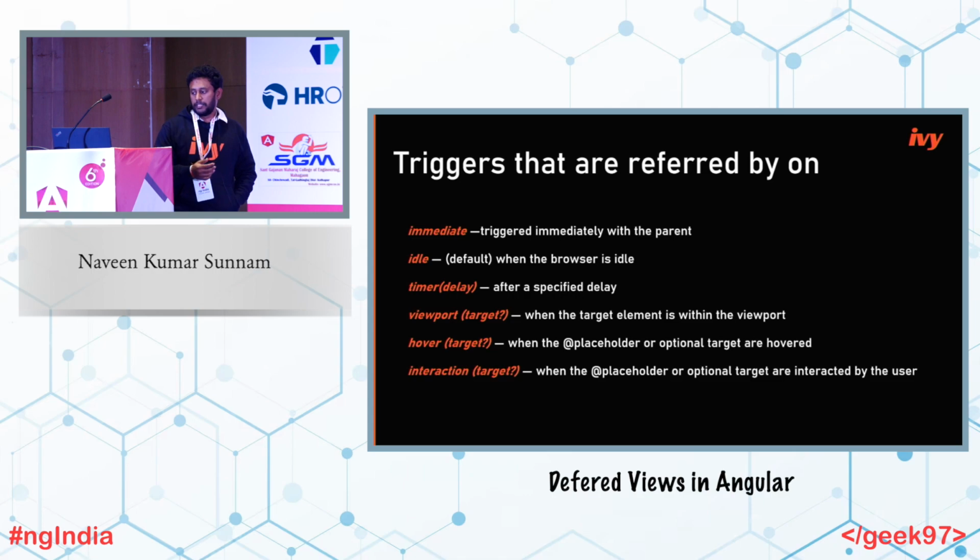So with this target element, whenever it reaches the viewport, the trigger will fire. And the other two, hover and interaction, are just like a user: whenever they interact with this target, it triggers the defer block. And this target is optional. We have a question mark behind it, so it's an optional parameter. If that is not mentioned, your placeholder content is taken as the target. So this is the important point here.